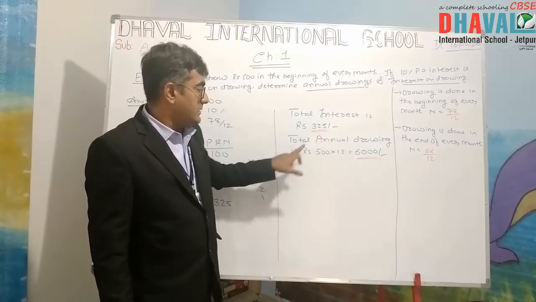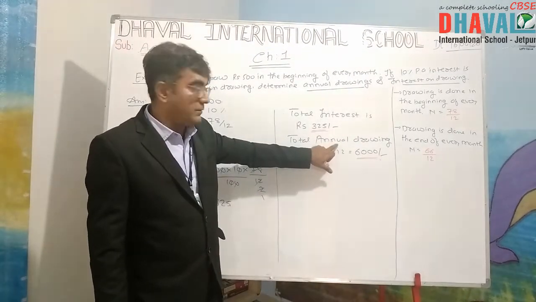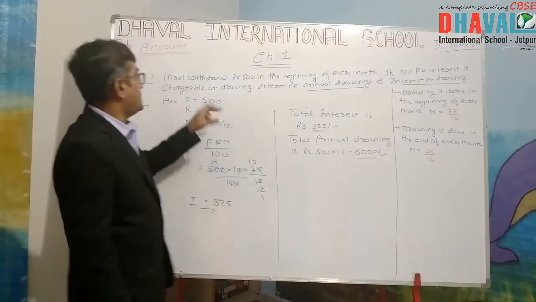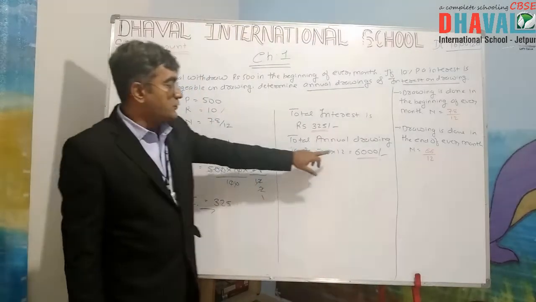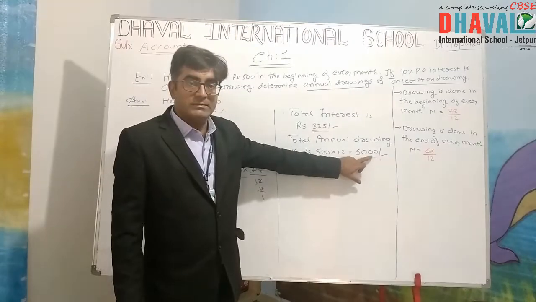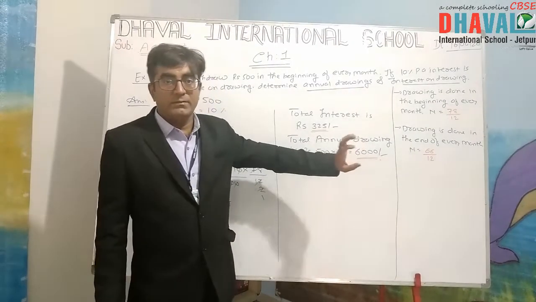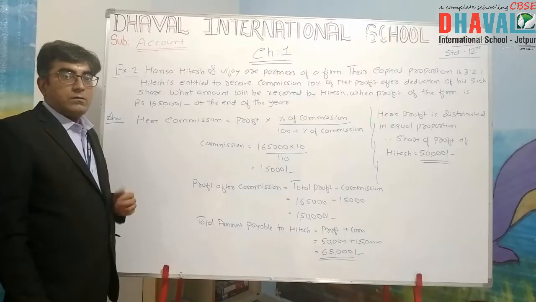So lastly we write: total interest is rupees 325, which he has to bear, and the total annual drawing is rupees. Annual drawing, be careful. 500 is the drawing of 1 month. So into 12, you get rupees 6,000. Is it clear? Okay, students.